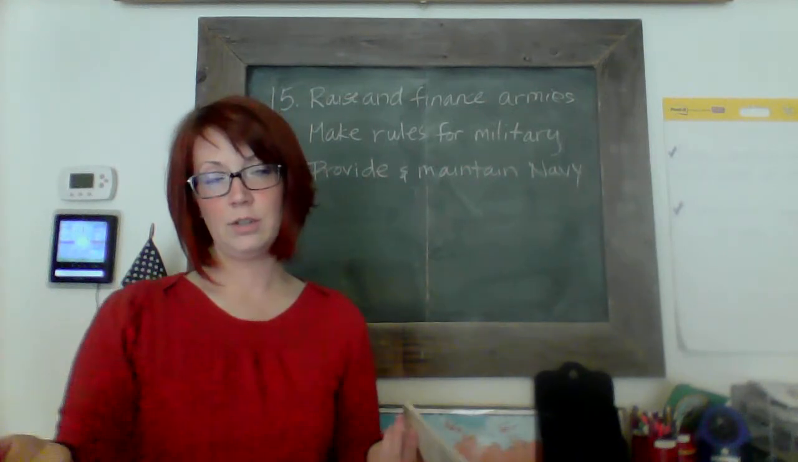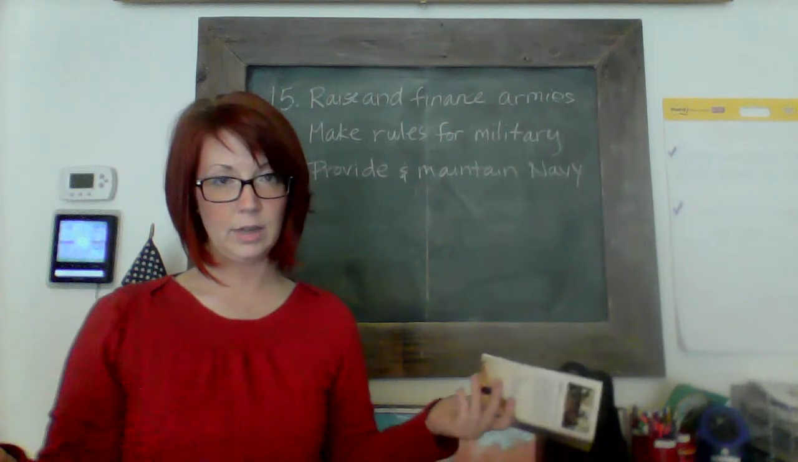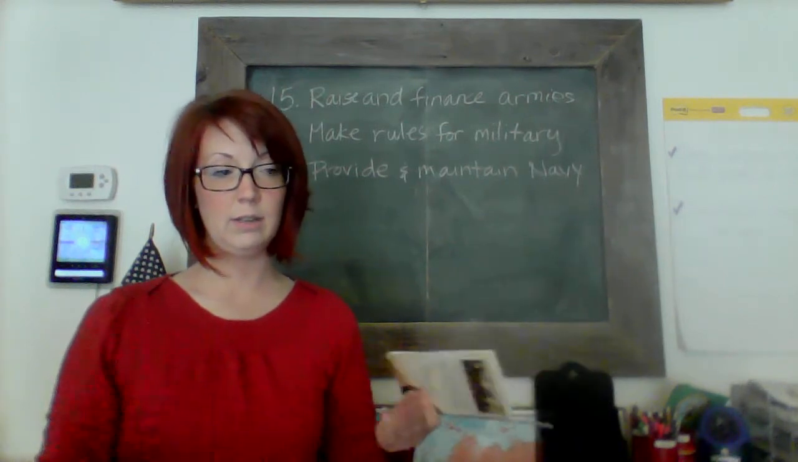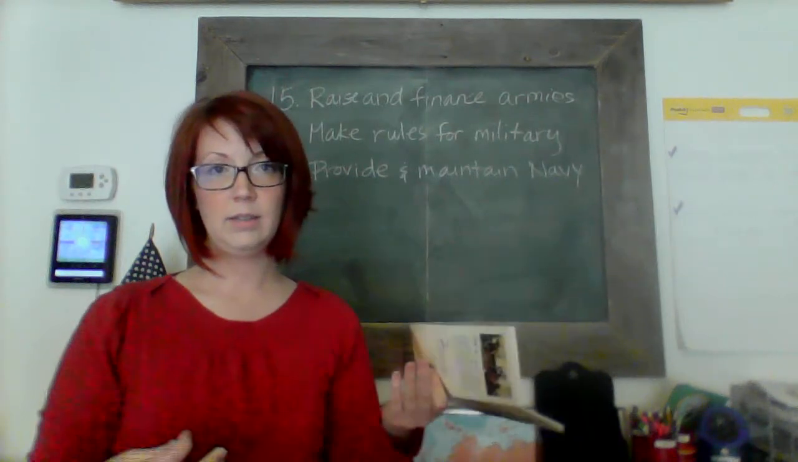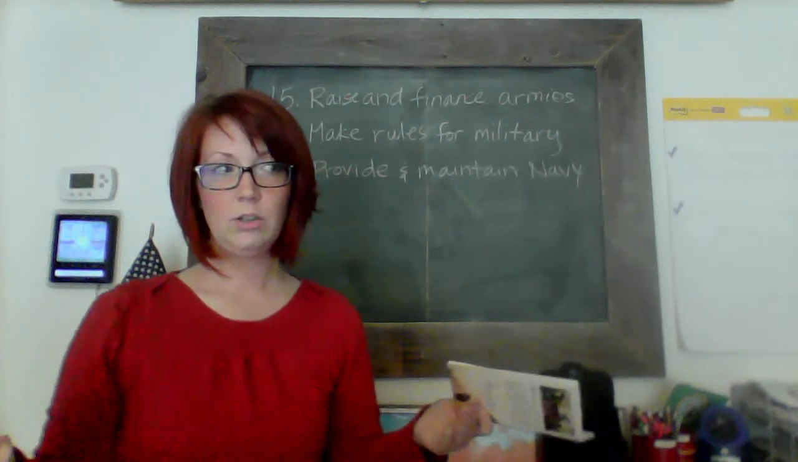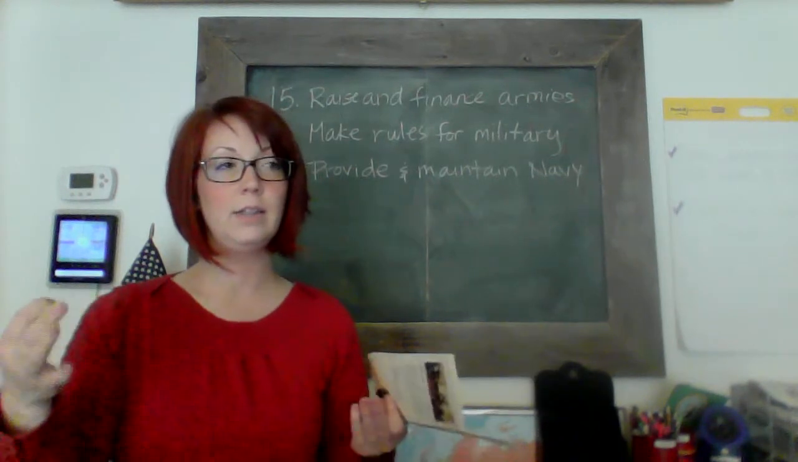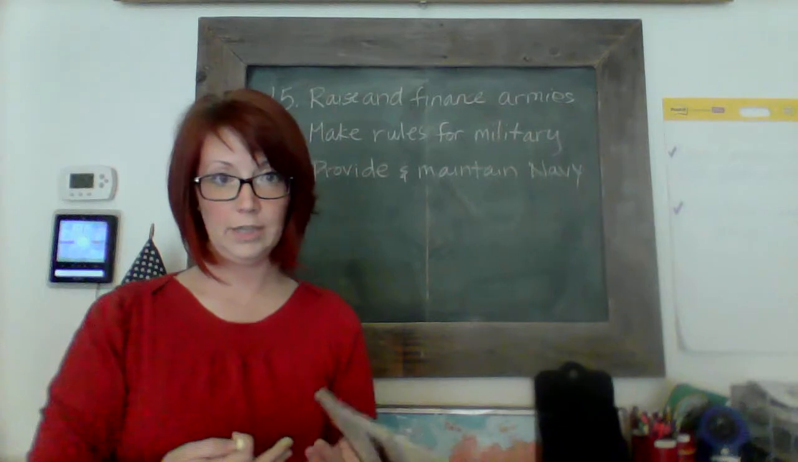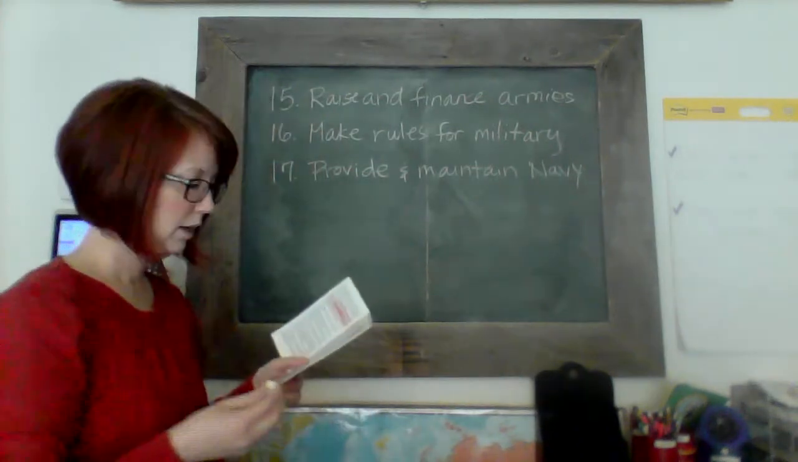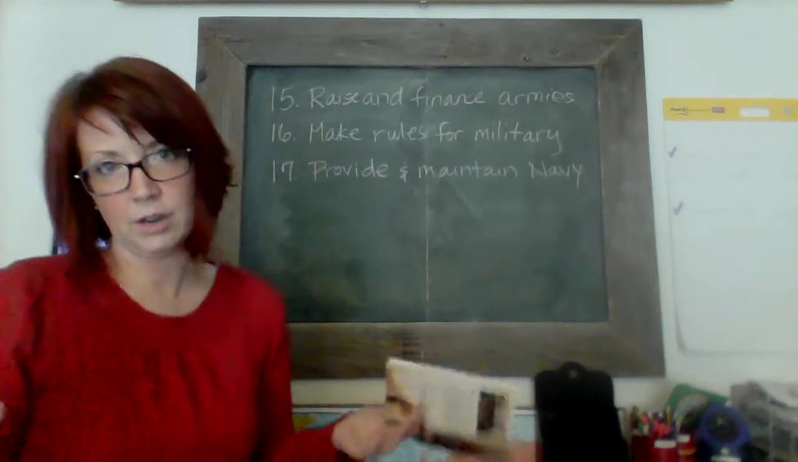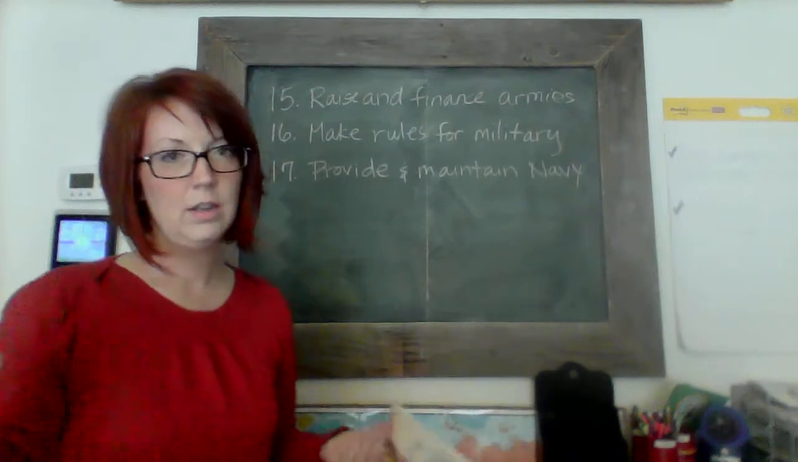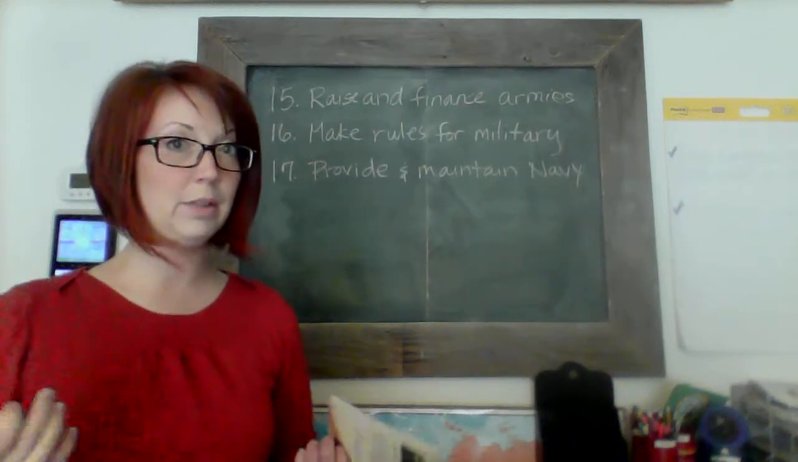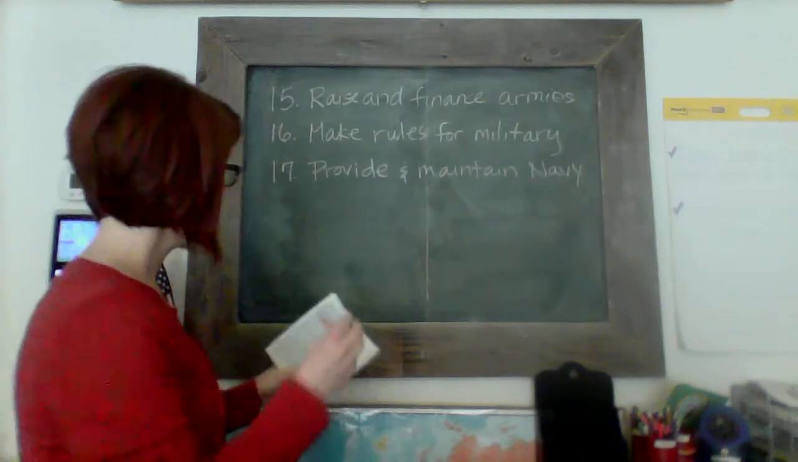Suppress insurrections. The Civil War was a good example of that. An insurrection is a rebellion against the federal government. So they can call up the military and say, we need to put a stop to this insurrection. And to repel invasions. Obviously, if another country is trying to invade us, Congress needs to be able to call up the military to protect us from that invasion.